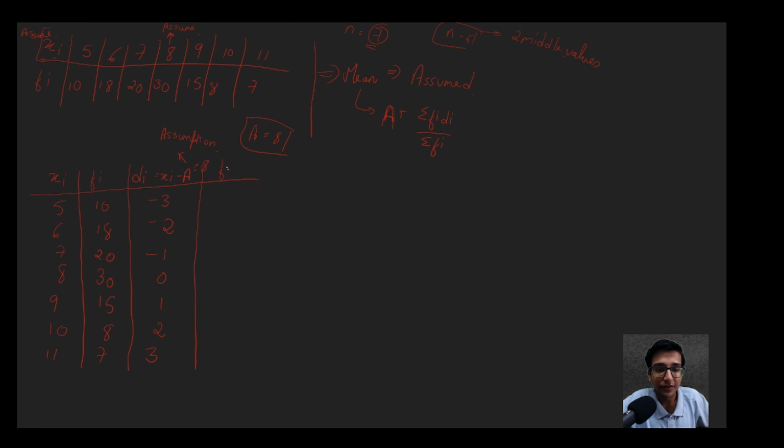Now we can find out fi into di. Similarly, in the same way that we had done for fi into xi, we can do this: minus 30, minus 36 and so on. This is the way you can calculate fi di, and then you can take the sum of all the frequencies and the sum of fi di, and then you can use this formula to get your assumed mean. This is known as your assumed mean, where you have to assume a number from the class and then try to solve the question.